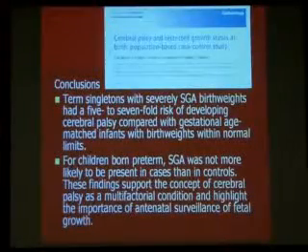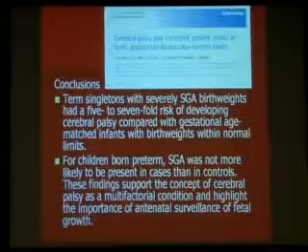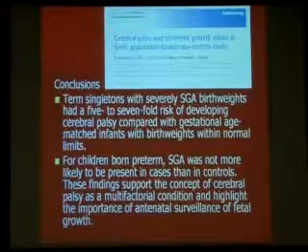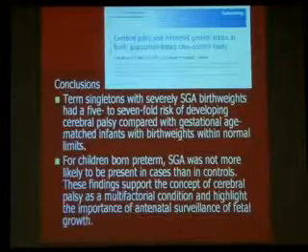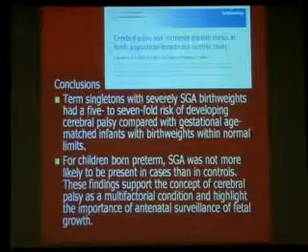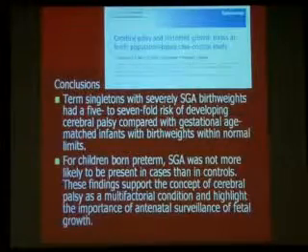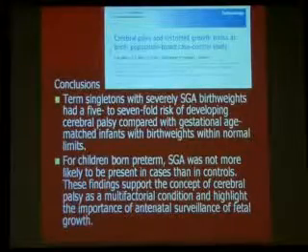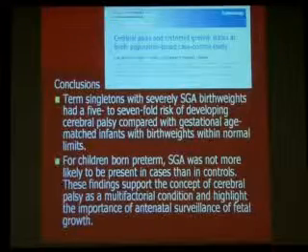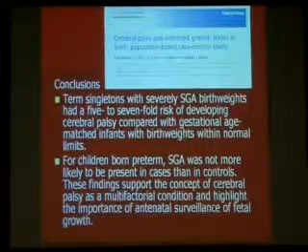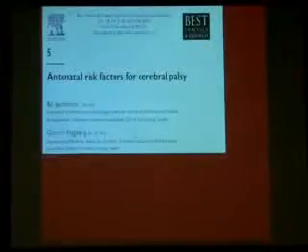Term singletons with severe small for gestational age birthweights have a 5 to 7-fold risk of developing cerebral palsy. This is important for you to explain to the parents. Sometimes it's painful, but they need to know that if you make a diagnosis of term IGR, there's an increased risk of cerebral palsy. Now, the risk of cerebral palsy in the general population is 1 to 2 per 1,000. The 5 times risk is 5 in 1,000. So still, the overall risk is low, but it's clearly increased.